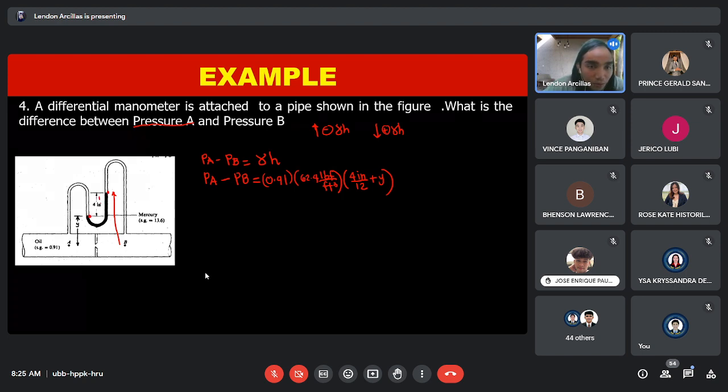Okay? Next, from this point to this point, we go down. Kaya magiging, kanina, negative pala yun. So we add. From this point to the end point of mercury, that is mercury 13.6 plus 1 times the specific weight of water in English, times the difference of this end point, 4 inches. Divide ko lang ng 12 para magiging feet.